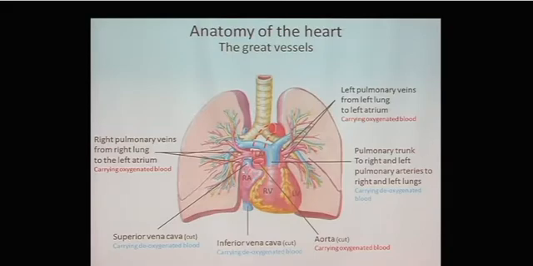Then the blood from the right atrium is going to be moved into the right ventricle through an atrioventricular orifice. So here's our right ventricle. The blood from the right ventricle, still deoxygenated, is going to leave the heart through the pulmonary trunk, which splits into right and left pulmonary arteries. Okay, with me? That's still deoxygenated blood though, right? So it hasn't gone to the lungs yet.